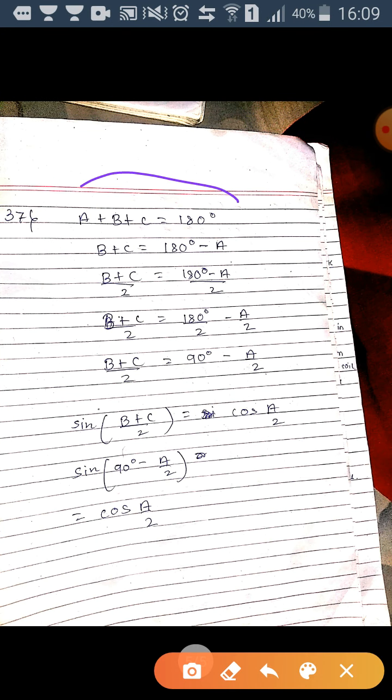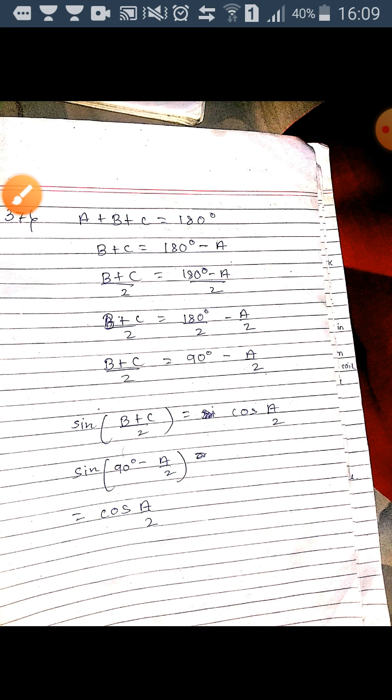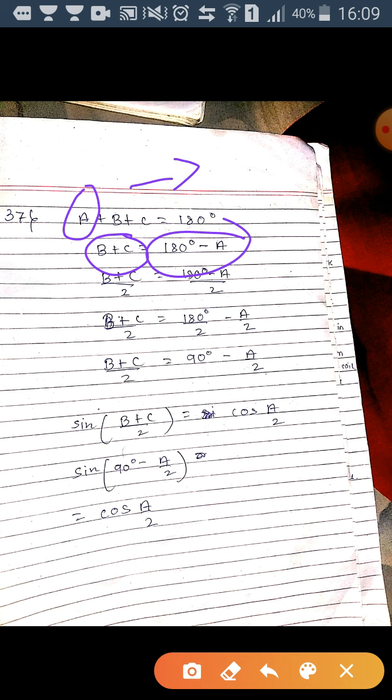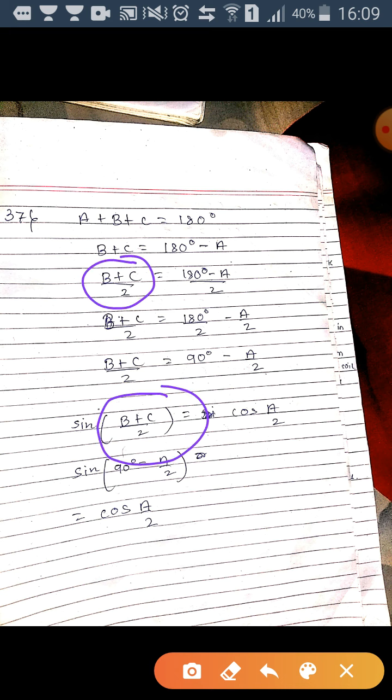So the first thing which I have written is A plus B plus C is equal to 180 degree. Then you are supposed to prove sine (B plus C) by 2 is equal to cos A by 2. So first I will find out the value of B plus C. B plus C is equal to 180 degree minus A. If I send A to the other side, it will become minus A. Yes or no? Now why am I doing B plus C by 2? Because the sum says that you need sine of (B plus C) by 2. So if I do B plus C by 2, on this side also I need to do (180 degree minus A) by 2.